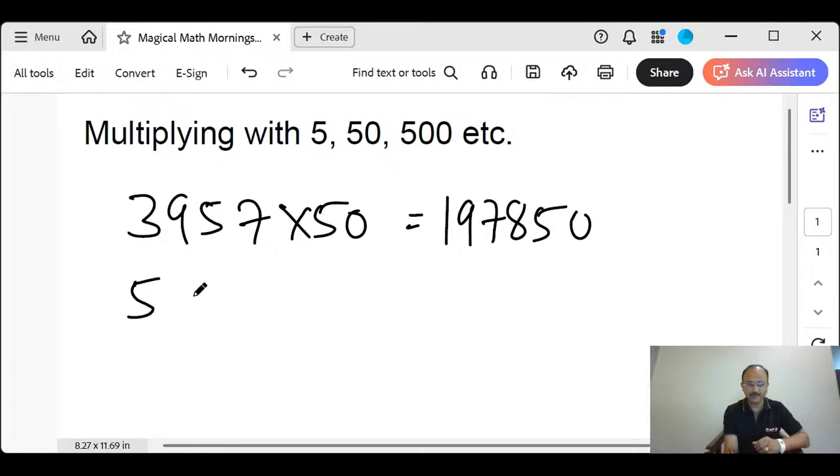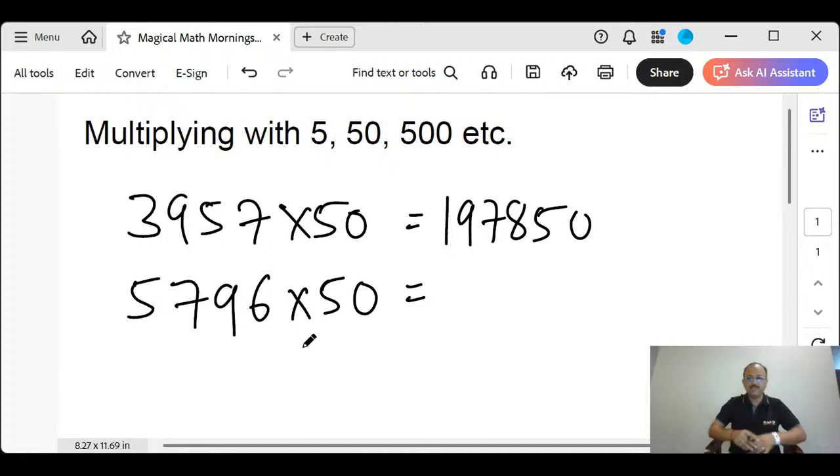Let's take 5796 into 50. Let's try this one, and then we'll wind up. While telling the answer, if you want to tell very fast, you tell only the digits like 197850 like that. We need not, because for us to think and count it in terms of 1,97,850, we have to write the entire answer. But for telling this answer, we need not wait to write all the answer. Correct? We should just tell them one digit at a time.